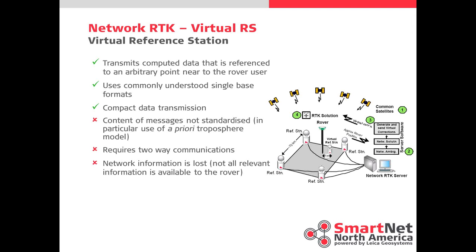So some of the problems with this, of course, like I said, it's not standardized, does require two-way communication, and the network information is lost. So not all relevant information is available to the rover. The rover only gets the common satellites that are available on the network. So if Station A and Station B only have 5 common satellites, the rover, of course, is only going to see 5 satellites for its use out in the field. So again, this is an older technology, still in wide use today, but it is used primarily now to support legacy products.